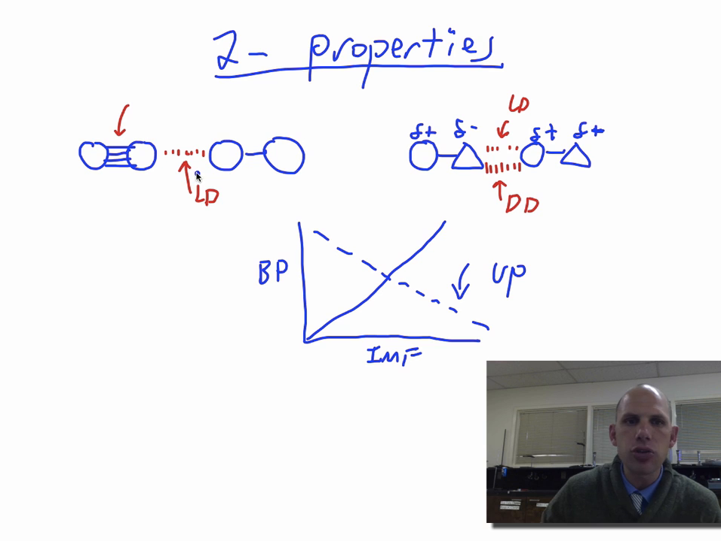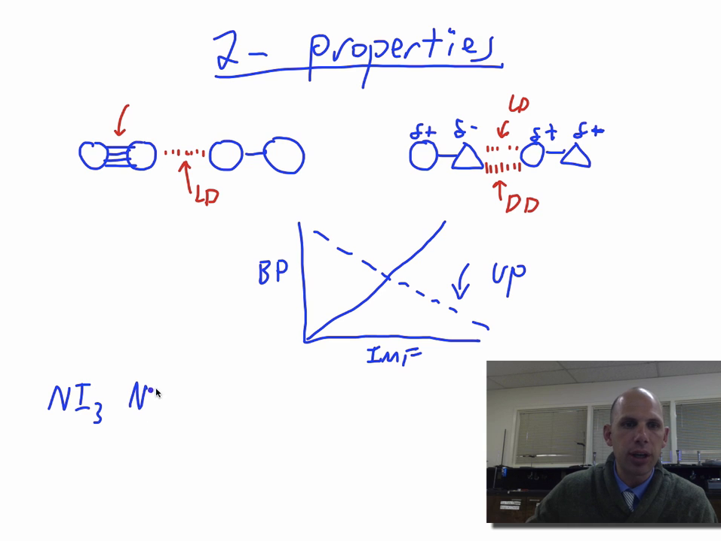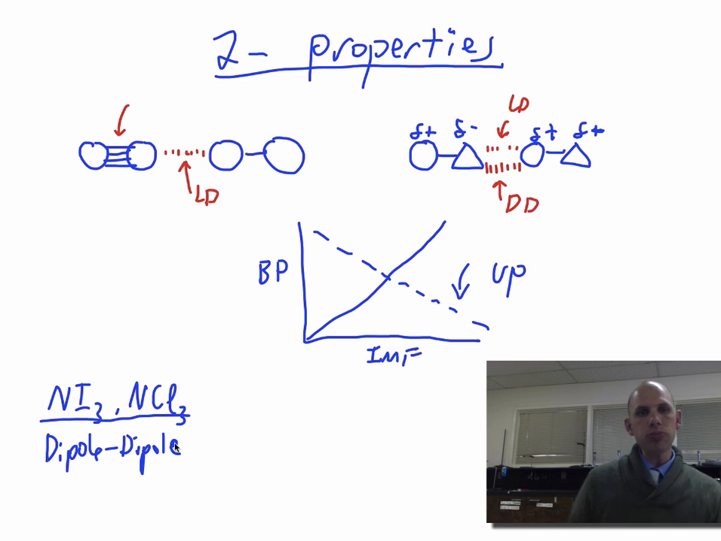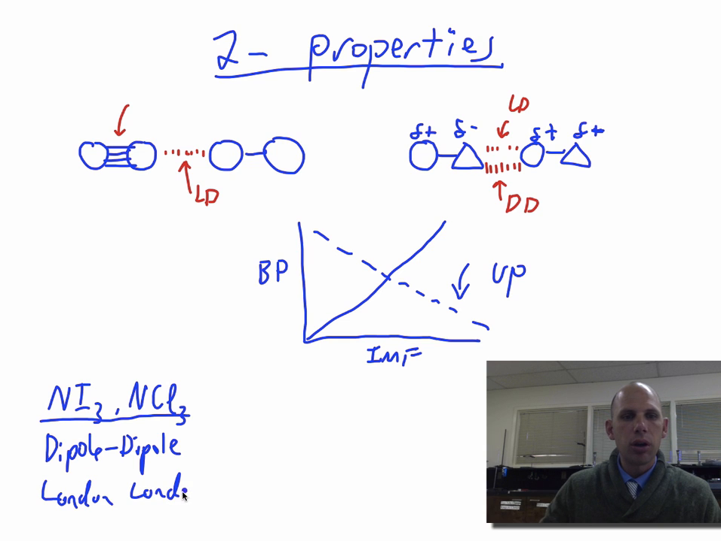Now, it's tricky when you have a tie between intermolecular forces, and let's look at a situation here. Here we have NI3 and we have NCl3. Now, if you were to do the Lewis structures out for both of these, you would see that they're both polar, okay? Which means they both have dipole intermolecular forces and London. Well, the question now remains, which one has a higher boiling point? Okay? And it turns out that it's NI3.